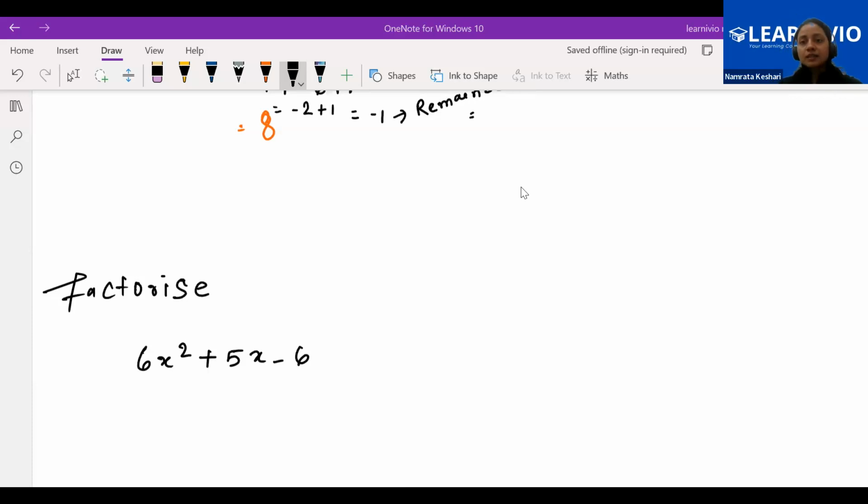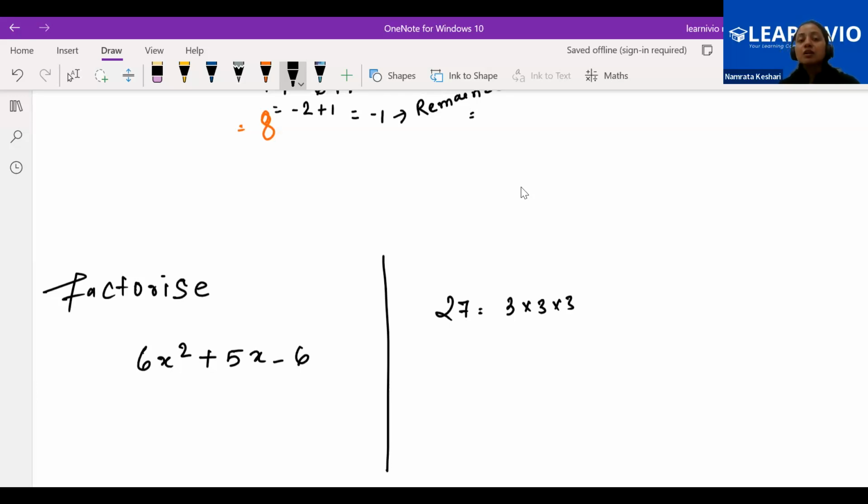Okay, let's see how to split the middle term to do the factorization. What is the meaning of factorization? Suppose we are having 27, so we can factorize it as 3 into 3 into 3, breaking into smaller parts. Now this polynomial has degree 2, so it's a quadratic polynomial. We will see how to split the middle term for a quadratic polynomial.